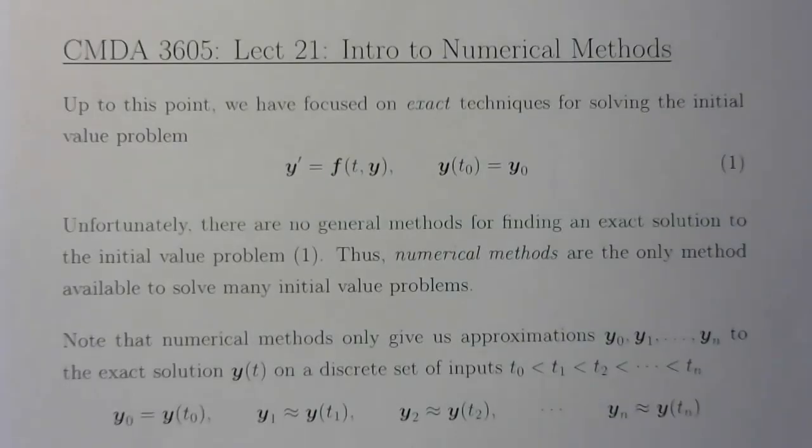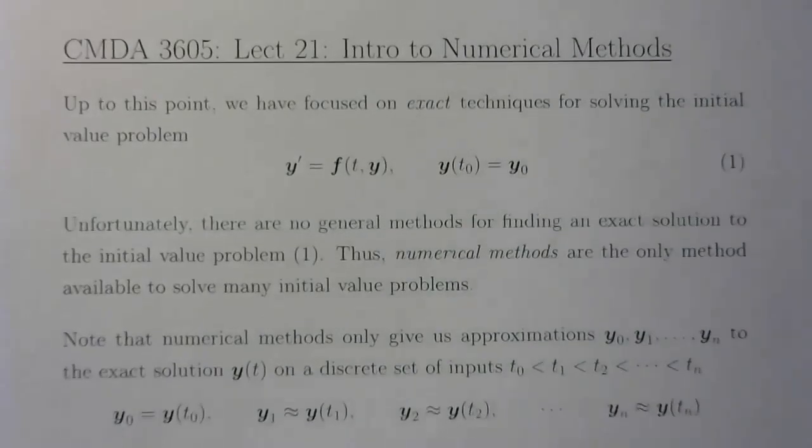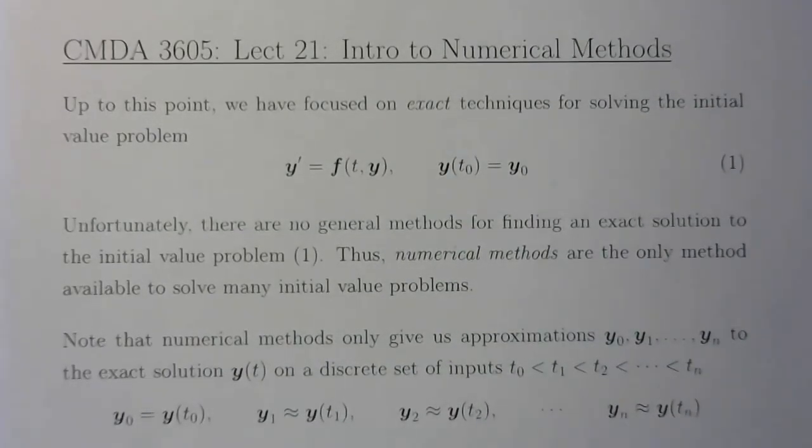Hi everyone, we're back to talk about lecture 21, which is getting into numerical methods. Up until now, we've looked at exact techniques for solving initial value problems, whether they be continuous or discrete time, with the example here in continuous, because that's what we're going to look at. But there's no general method to find an exact solution to this problem. So we'll use numerical methods a lot of the time.